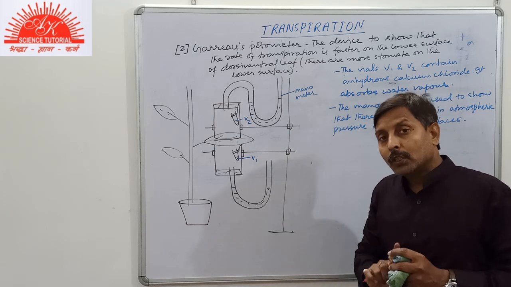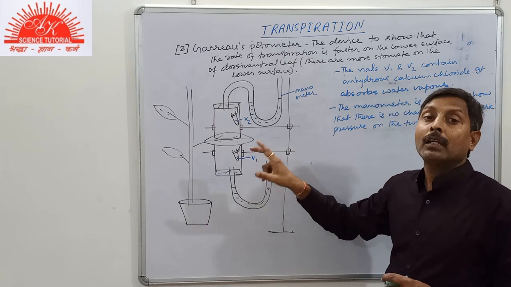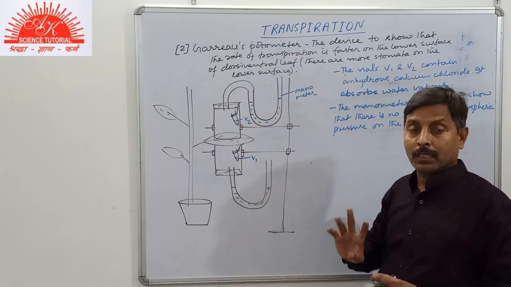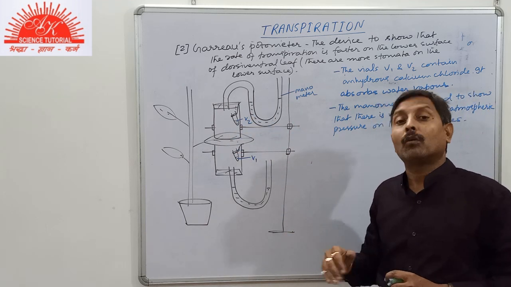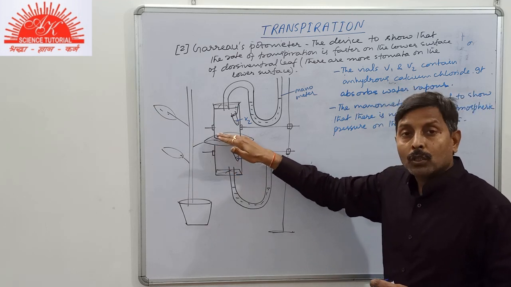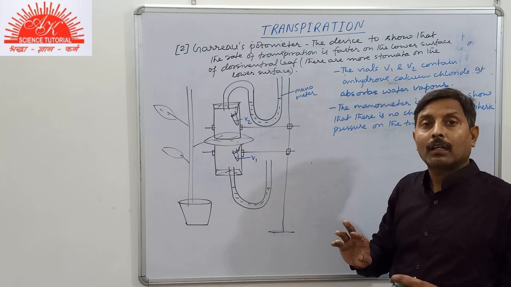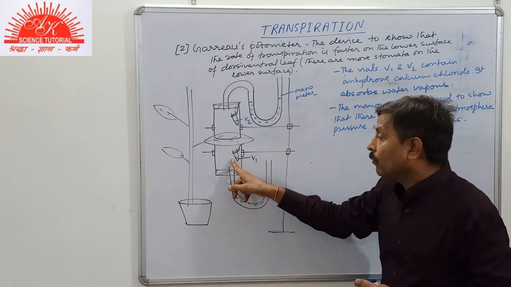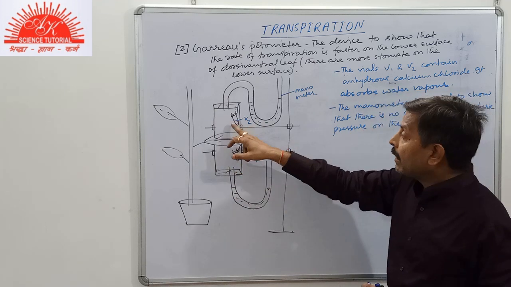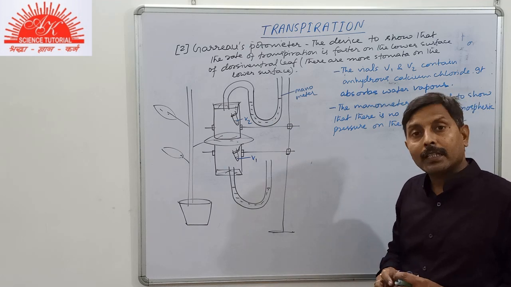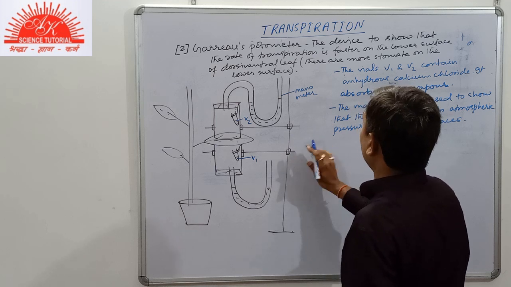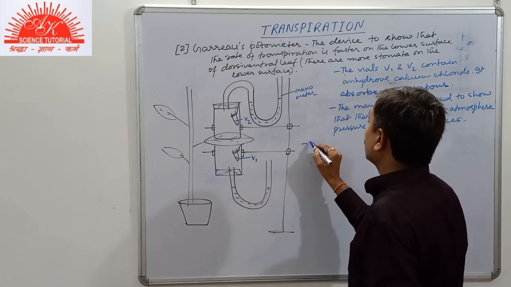We observe that the vial V1 shows a greater increase in weight in comparison with V2. This is the observation. Now what is the reason? On the lower surface there are more stomata, so more transpiration is taking place. As a result, anhydrous calcium chloride in vial V1 absorbs more water vapor than in vial V2. Clear, students?